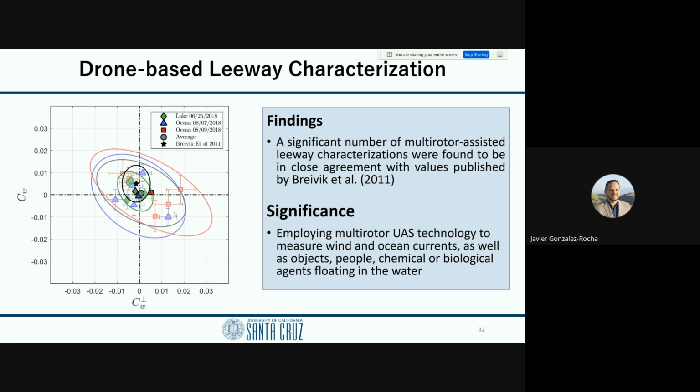The significance of this is that we can essentially use drones to characterize the leeway for different things, not only humans, but small objects of interest that are drifting in the ocean, things like trash, or in the case of a wreckage, helping us understand how things are drifting. Drones might be a great solution to help us characterize these leeway values.